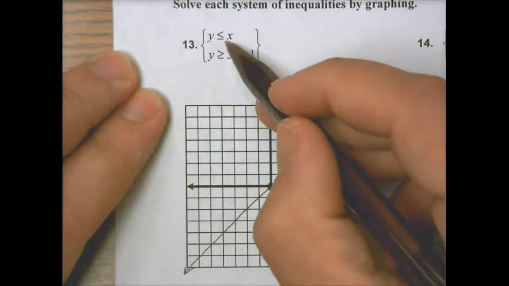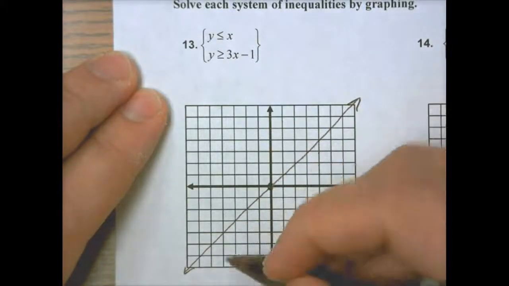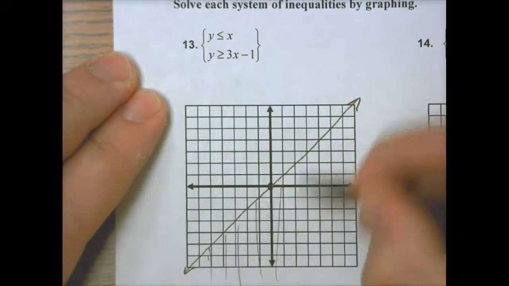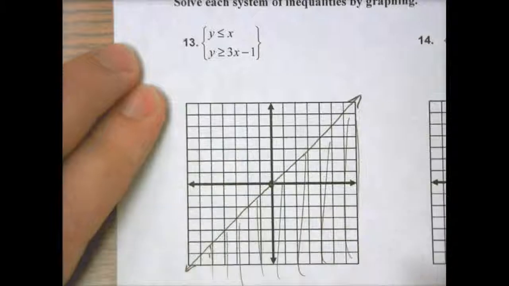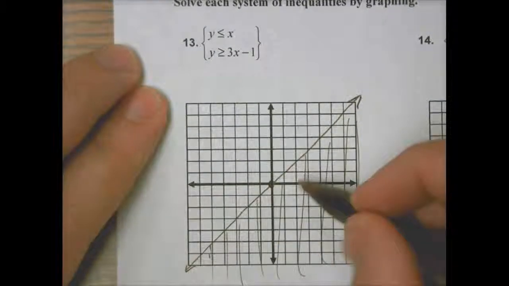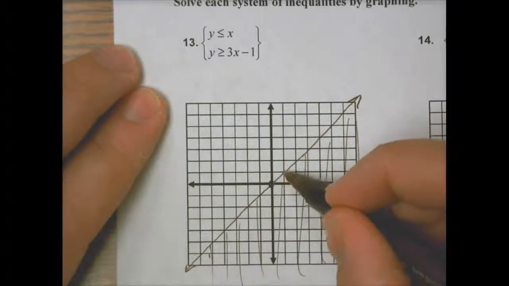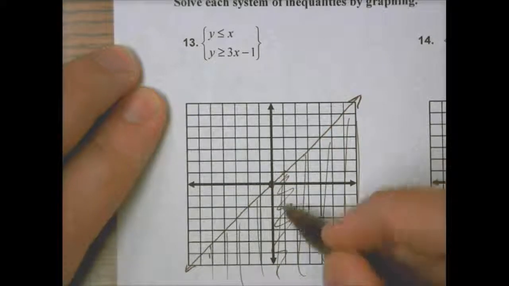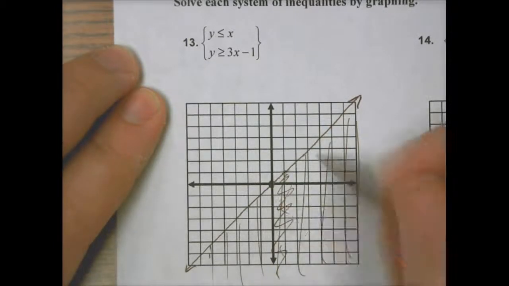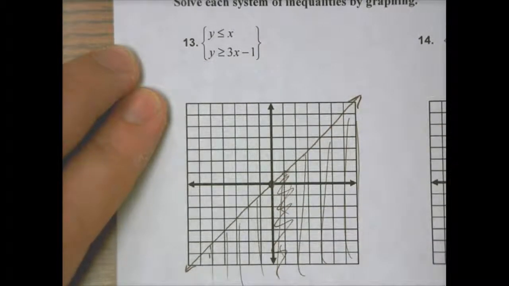Now reading that too, it says less than or equal to, so I need all my y values less than that line. A shortcut way to pick that: if you pick a point anywhere, this y value right here is 1. A y value less than 1 would be below. So since that one's below, I need anything below that line to work.